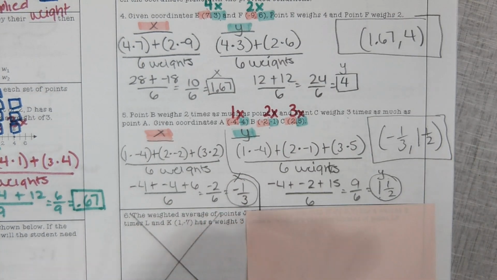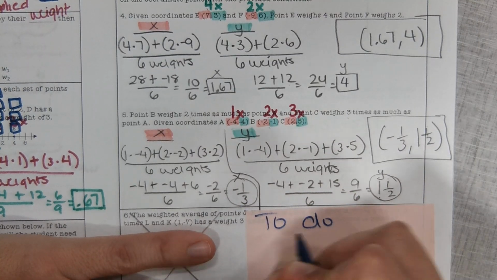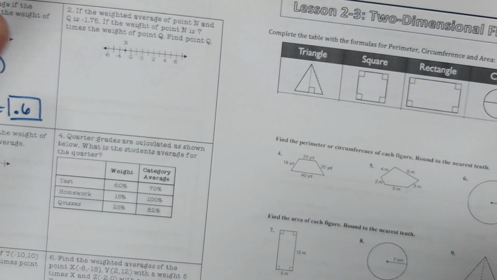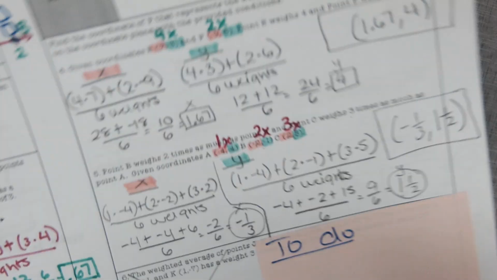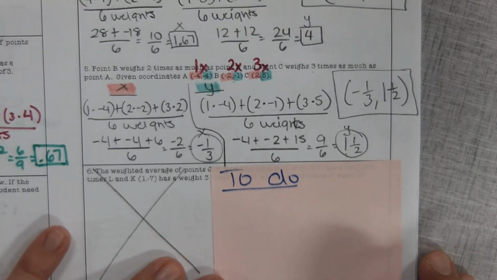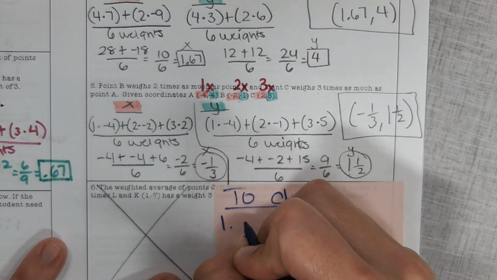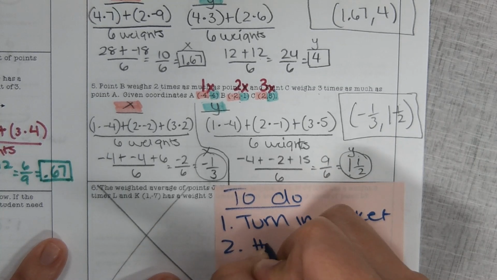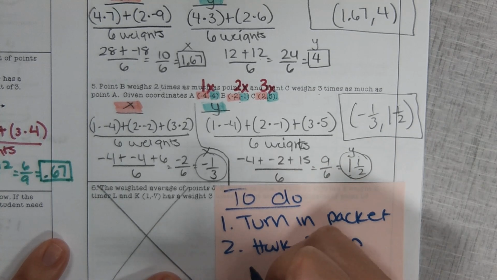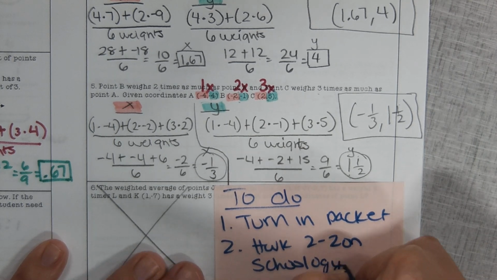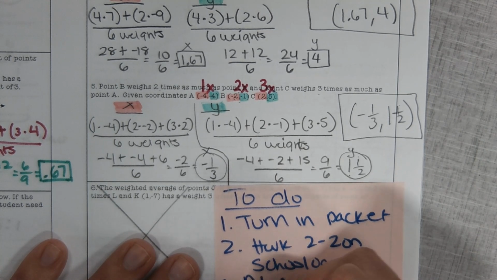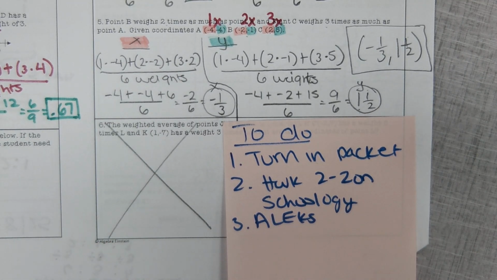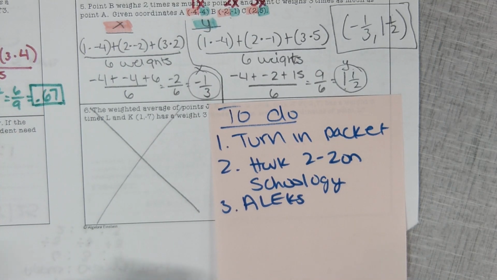Okay, so your to-do list. Actually, this is the last lesson we're going to do in this packet because the other 2 lessons you already did with the sub. So you're going to turn in this packet quickly. I'm going to quickly grade it and give it back to you. Turn in packet. Homework 2-2 on Schoology. So you have 20 minutes, which is a good amount of time to finish it. And then if you finish that, then work on Alex. And if you have all that done in Alex, you can ask your friend, but I doubt anybody, maybe there's somebody.